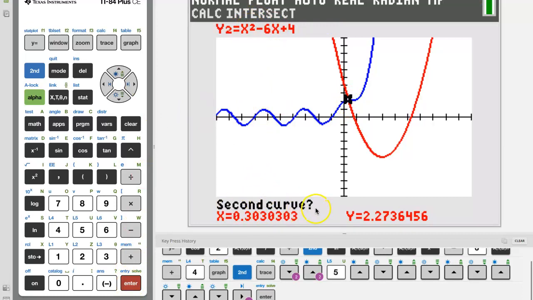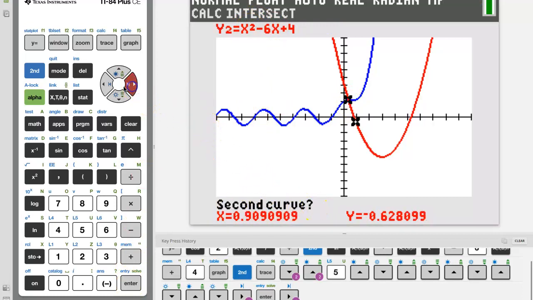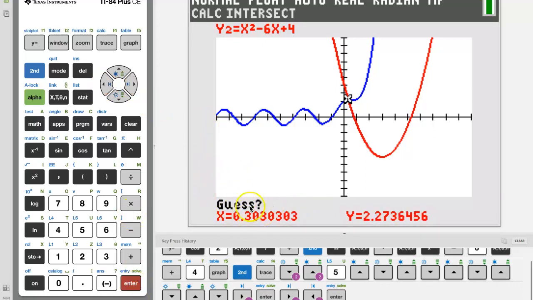And now it says second curve, question mark. And again, I just want to scroll along this graph, but I want to get close to the intersection. So that's close enough. Hit enter again. And then it says guess. So I have to hit enter one more time and make it guess.